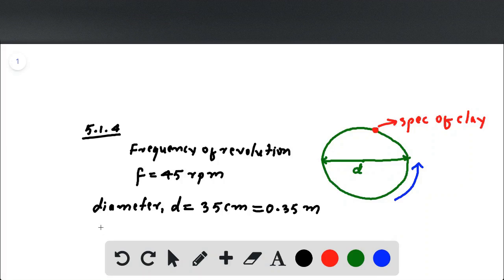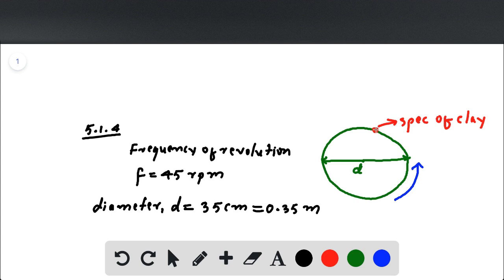Okay, so this problem is problem number 4 from chapter 5. We have a speck of clay here, which is on the edge of a potter's wheel, and the potter's wheel is revolving with a frequency of 45 revolutions per minute, and the diameter of the wheel is 35 centimeters. Based on the information we have, we want to find the acceleration of this speck of clay.